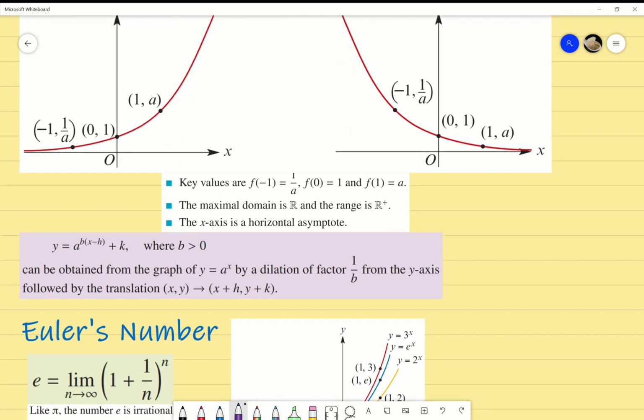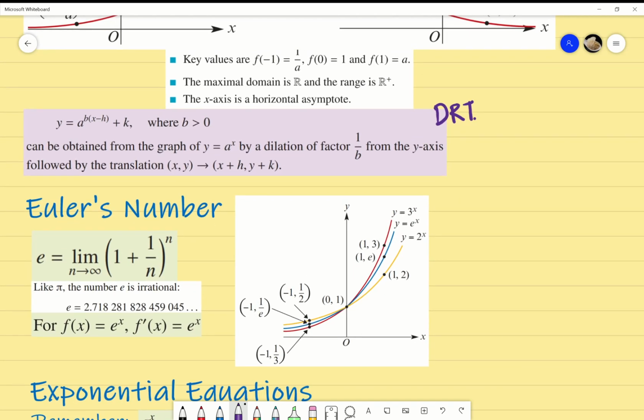In the form y equals a to the power of b, bracket x minus h, bracket plus k at the end, where b is a non-zero number, specifically a positive number, we can say that it's dilated by a factor of 1 over b from the y-axis, followed by the translation, and you guys are familiar with the basic translation there. Do note the dilation and then the translation. Just in case you've forgotten, typically we follow the rule of DRT: dilation, reflection, and then translation.